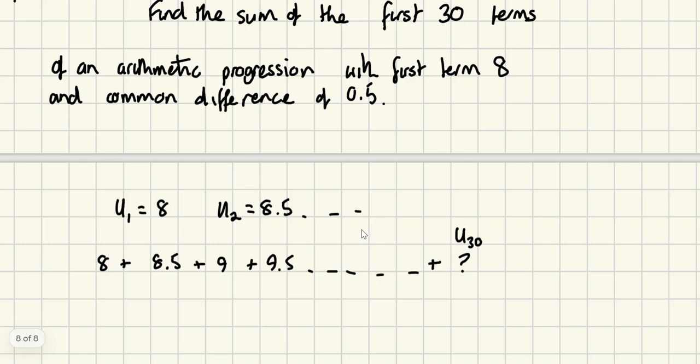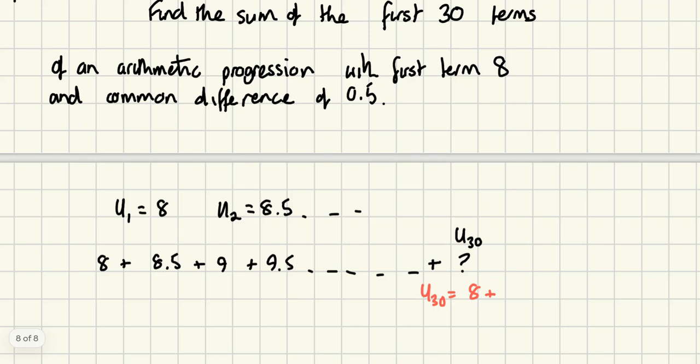How many terms are there? We know there are 30. Can we just add? So we need to figure out what the 30th term is, yeah? Can we just do 8 plus 15? Why 8 plus 15? Because every step is 0.5 and we have 30 steps. So U30 is going to be 8 plus 15, or 8 plus 30 times 0.5. Is it going to be 8 plus 15?